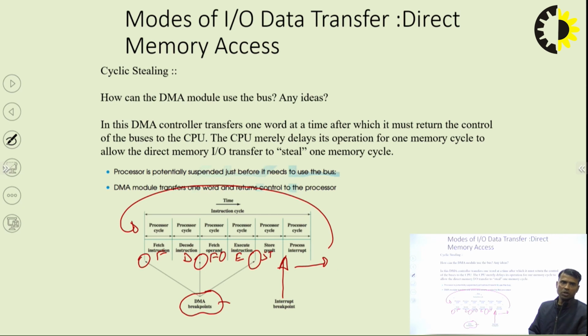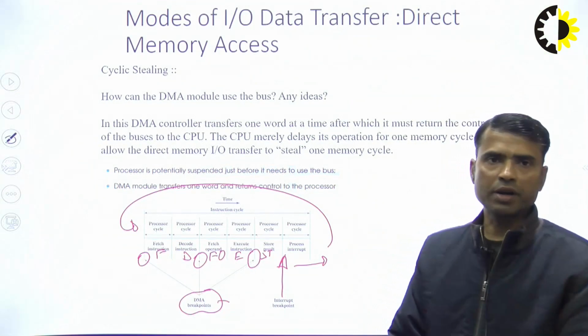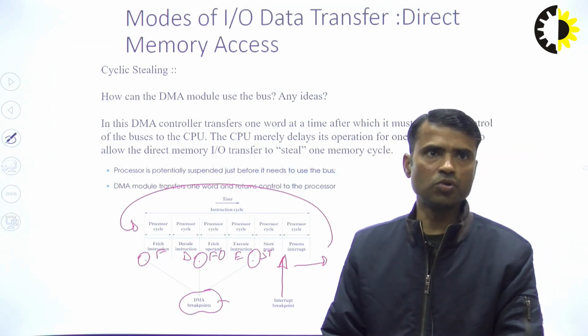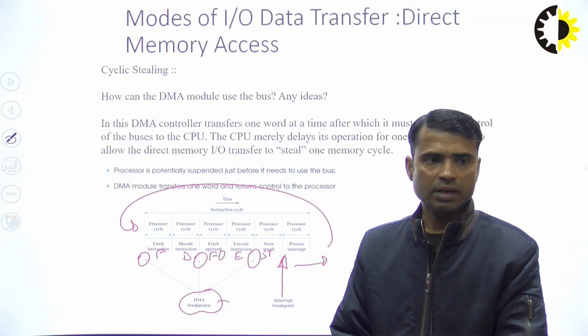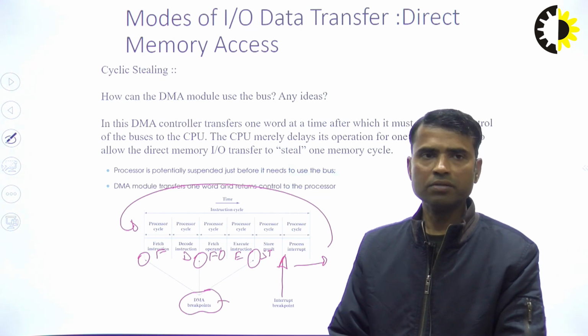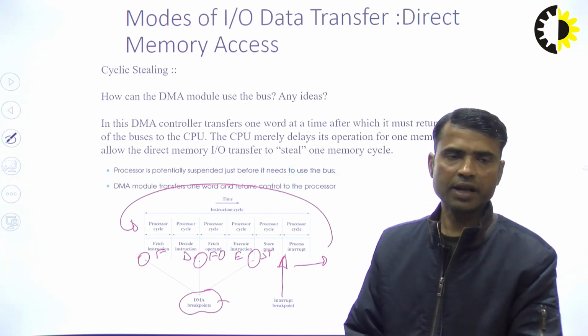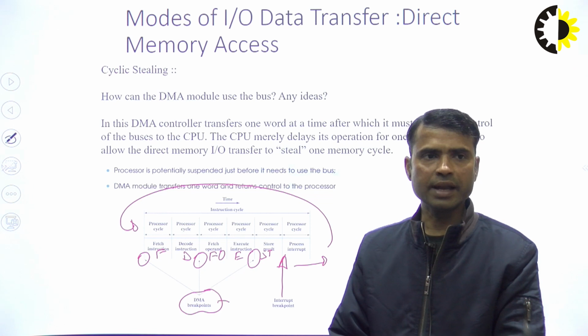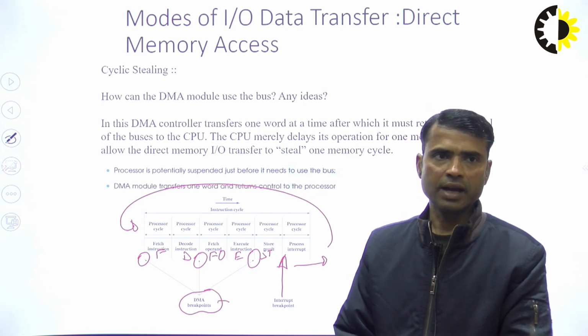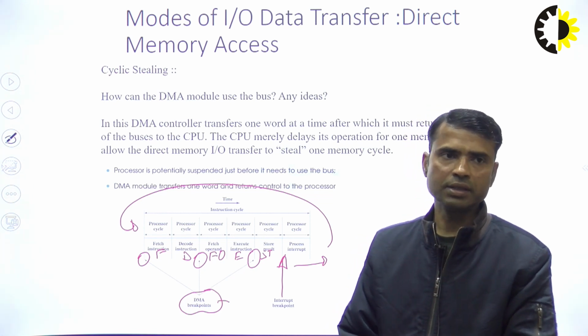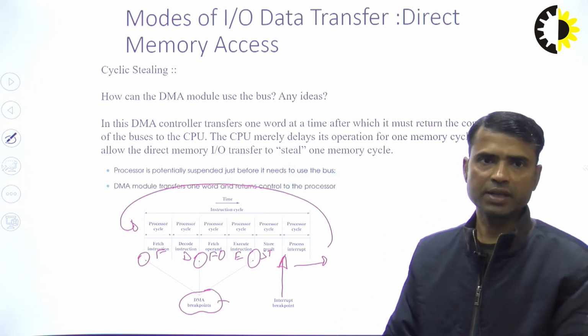So, dear students, today we have discussed a very important concept, the various modes of IO data transfer. We have discussed programmed IO, we have discussed interrupt driven IO, and finally we have discussed direct memory access, and we have compared all these and discussed the advantages and disadvantages of each.